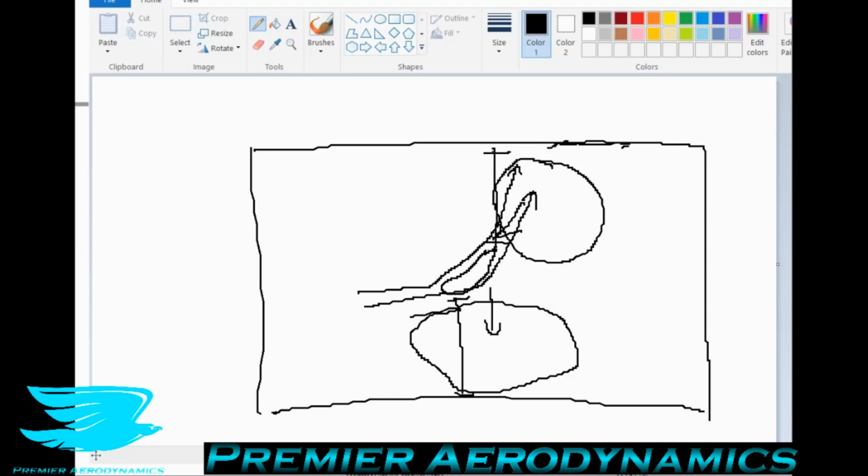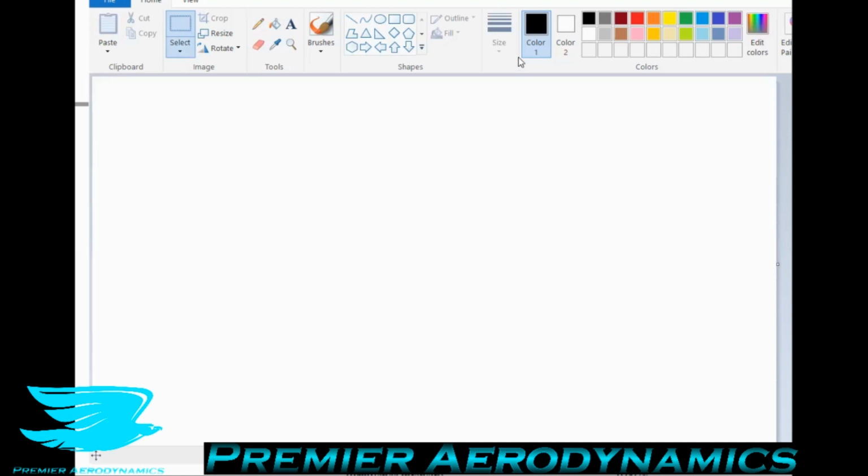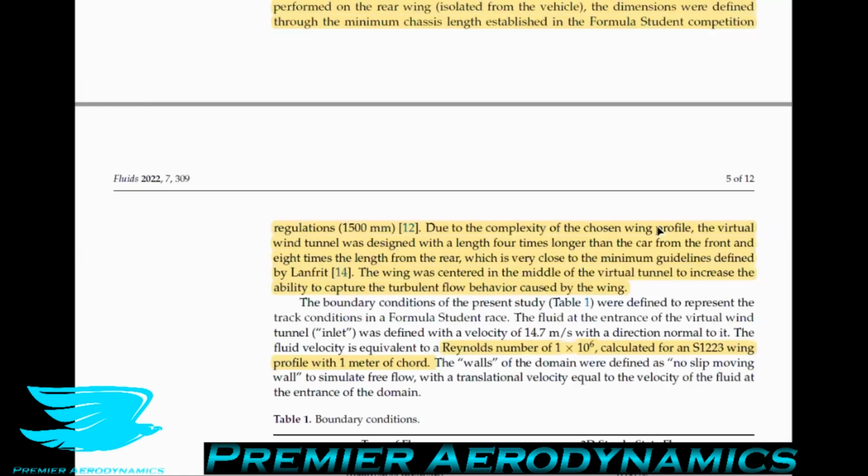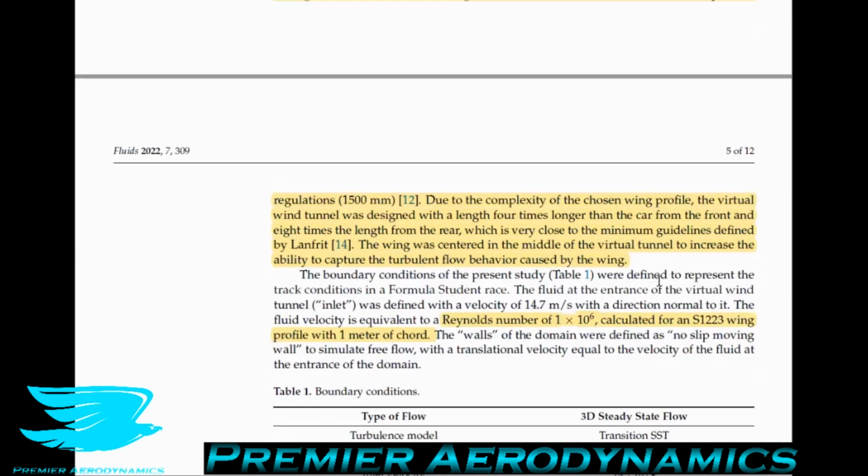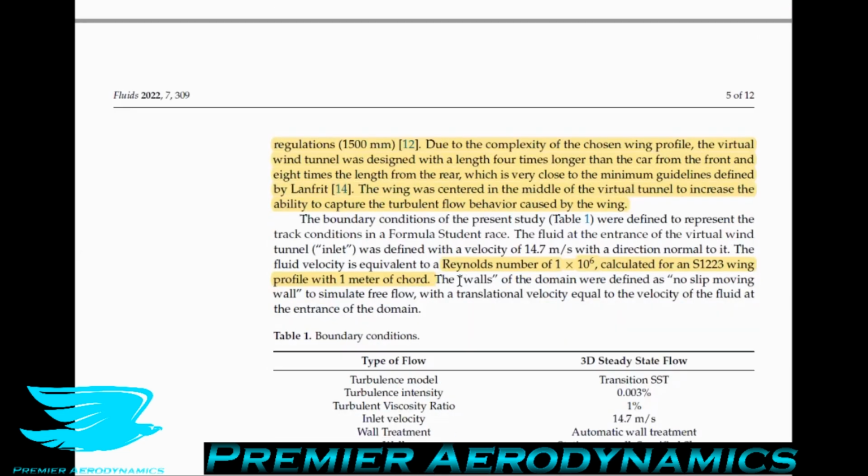So depending on how big the domain is, you can move this airfoil a little bit closer to the bottom to allow the wake from it to develop properly. And to determine that, you just need to either use rules of thumb or investigate it yourself. So the Reynolds number was 1 million, which came from this wing with a chord of 1 meter.